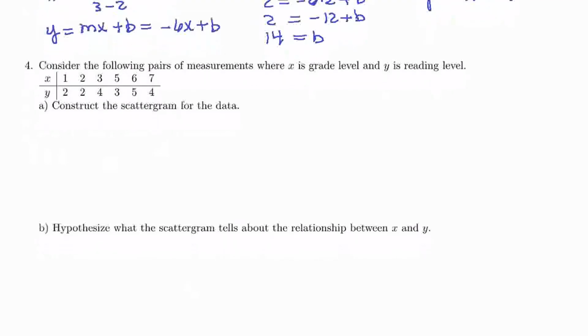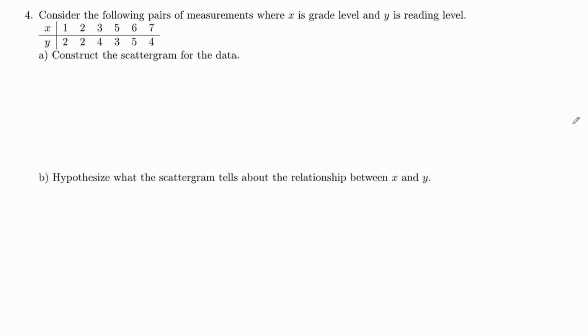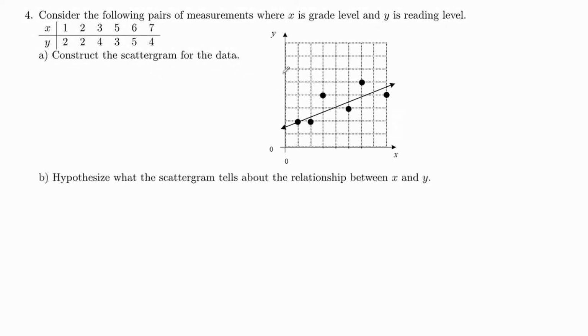Next up, we are looking at a linear regression here. So we're given some x and y measurements. X is grade level and then y is reading level. So here's the data. So we first want to construct our scattergram for the data. So that's just plotting x and y. So I went ahead and already constructed our scatter diagram, and then I've got the least squares line going through there too, which we haven't computed yet, but you can double check my points here, x versus y.